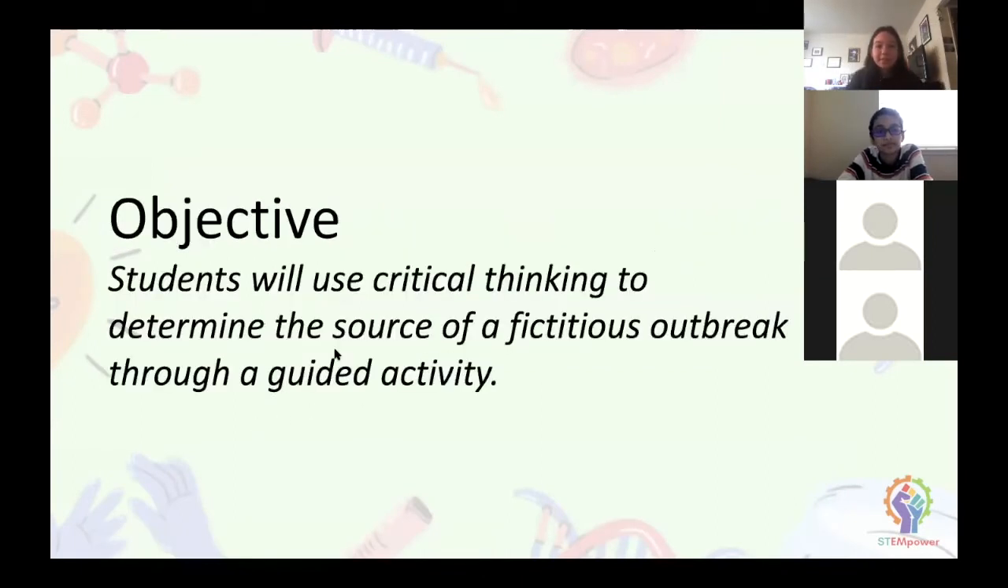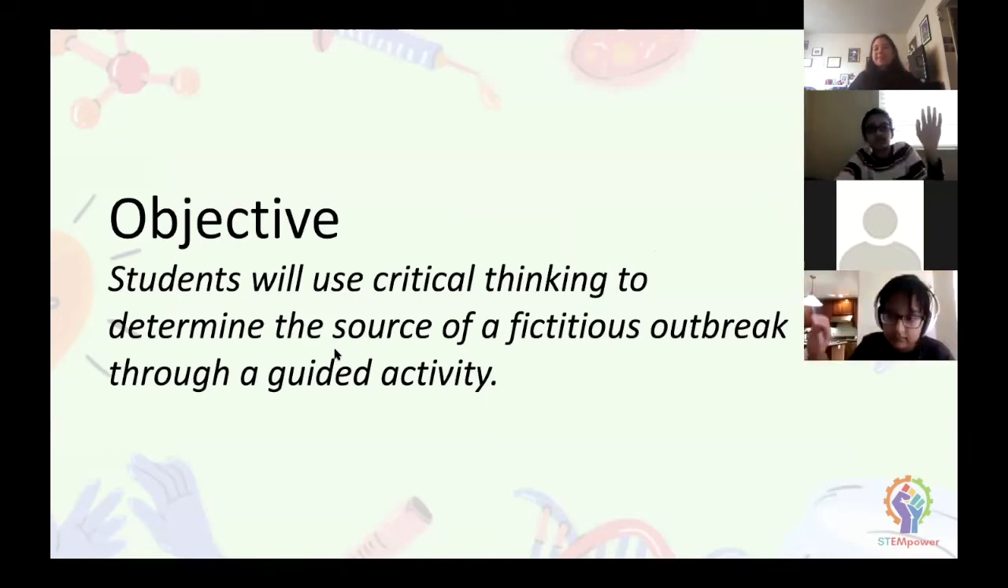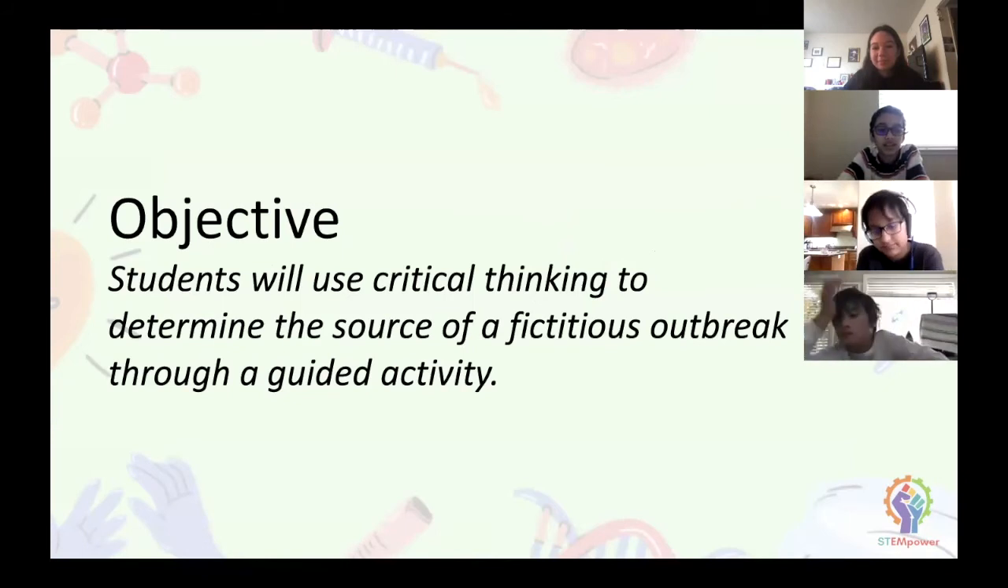So let's move on. Can somebody read our objective for us? Go ahead, Roshan. Objective. Students will use critical thinking to determine the source of a fictitious outbreak through a guided activity.